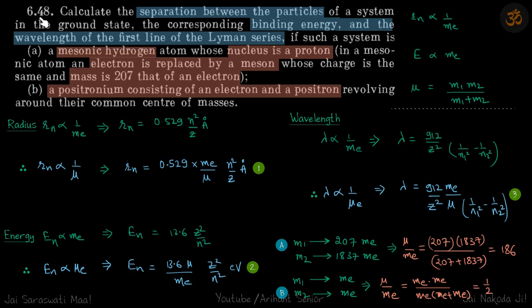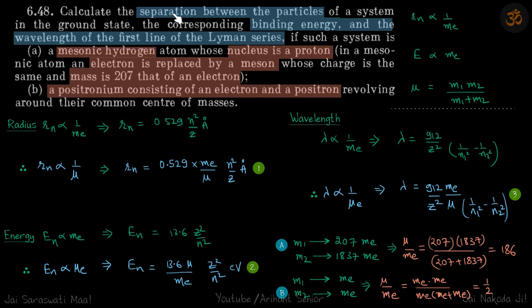So for this problem, you can look at problem number 6.46 also, because there we have discussed when the nucleus is not fixed, how do we write our radius and energy. But we will discuss it here also. For that, we must know that when we derived the equations, the nth orbit radius Rn was inversely proportional to the mass of the revolving electron, and energy is proportional to that, and mu, the reduced mass, is m1 m2 upon m1 plus m2. We have discussed that a little bit in 6.46.